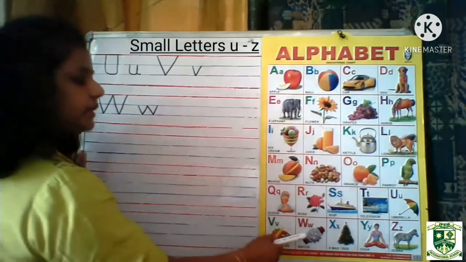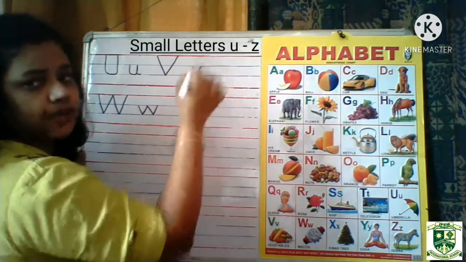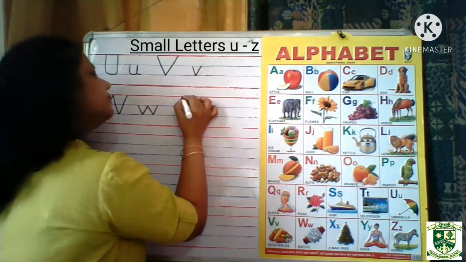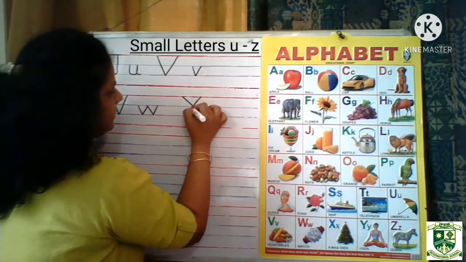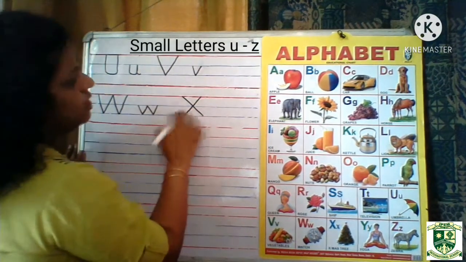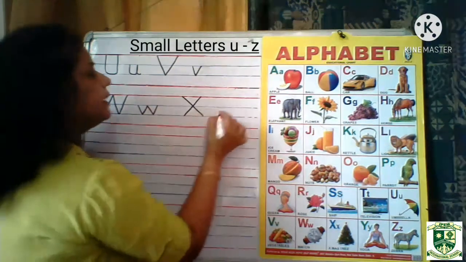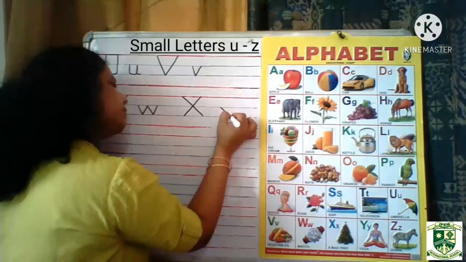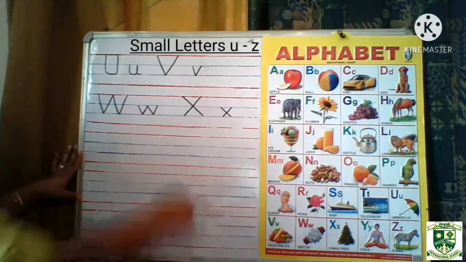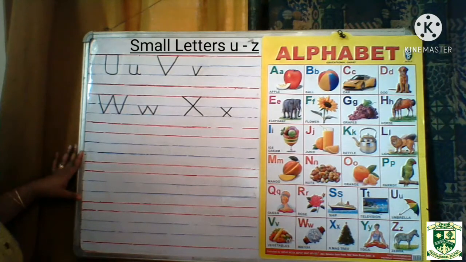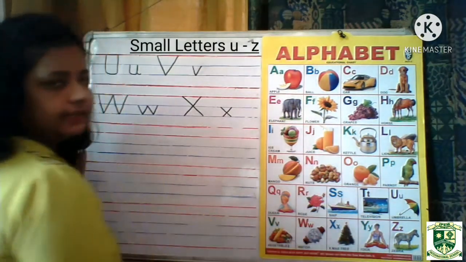Now what comes after w? X. Now X is two slant lines crossing each other. One slant line and a second slant line. It's crossing each other and meeting at this point. So similarly we'll make a small x in between the two blue lines. See children, like this. This is a small x and this is a capital X. Now we'll go to Y.